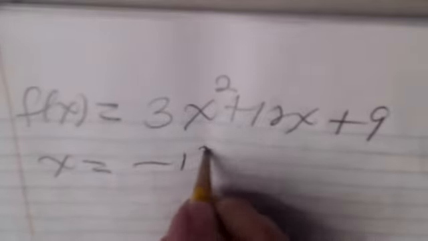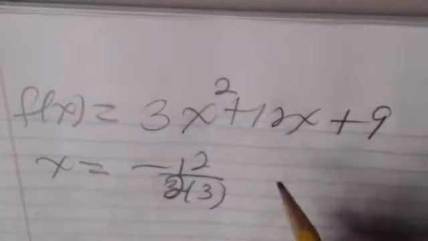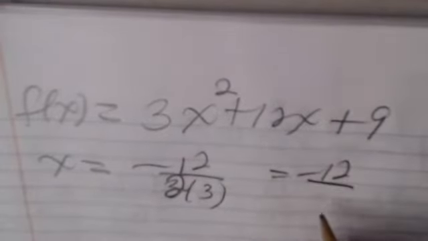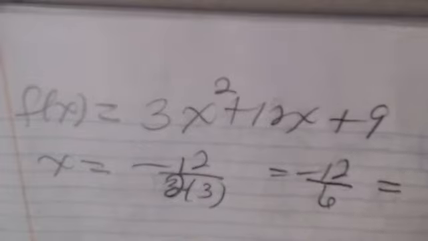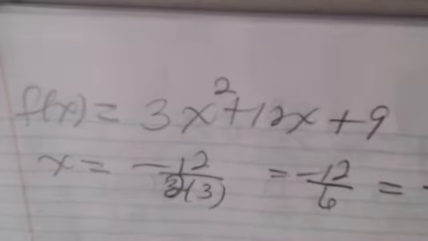3x squared plus 12x plus 9. Well, I think most of us are going to take the chicken way out. The x value of the vertex is going to be -12 divided by 2 times 3. So it's going to be -12 divided by 6, which comes out to be -2.